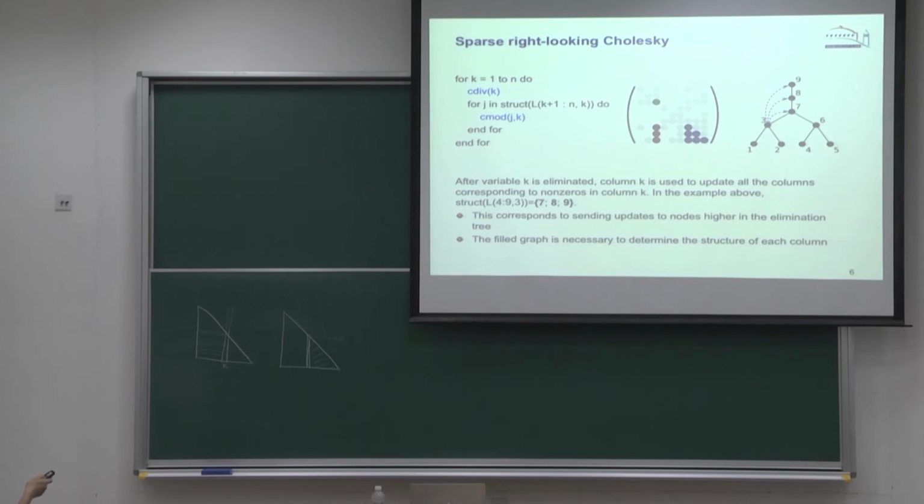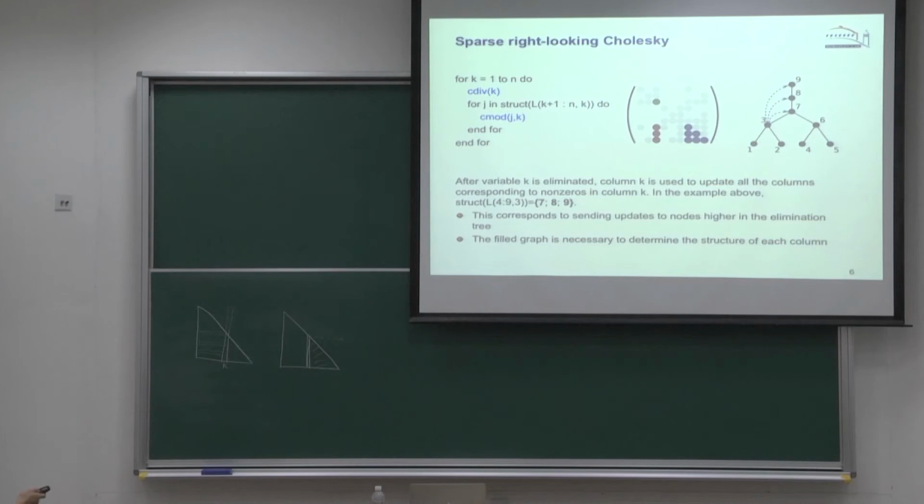So for each column here, I first do the column scaling, and then I look at all the indices which are already in this column. After variable k is eliminated, column k is used to update all the columns corresponding to the non-zeros in column k. Here, the column k non-zeros are 7, 8, 9, right? So the later columns 7, 8, 9 will be updated. It's because of this outer product relation.